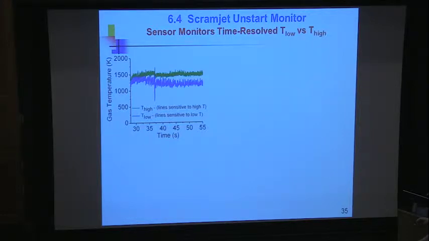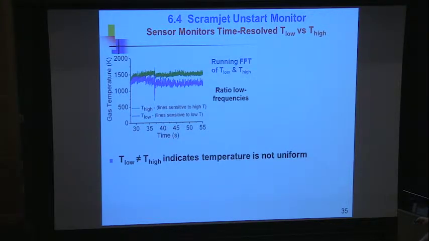So that's telling us that the temperature is non-uniform along the line of sight. Well, we can learn that, but we'd like to know more. We'd like to know what's going on. And so we got clever, and we said, let's do a running Fourier transform and look now at the frequency content of the signals. Because if you look close, you see that in the green, the frequency fluctuations are different than in the blue. There's something going on that's different in the low temperatures.